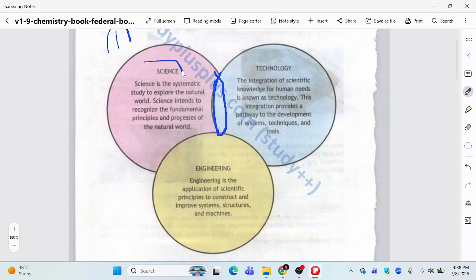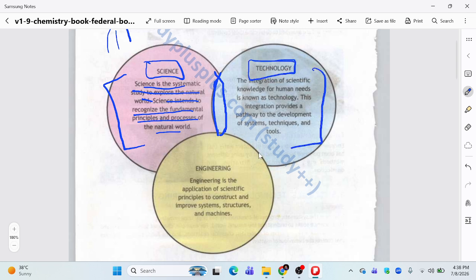Over here, if we study this, in simple words, science is a systematic study to explore the natural world. Science intends to recognize the fundamental principles and processes of the natural world. So this paragraph speaks about what science is. An easy way to learn it: science is the study of the natural world, to recognize its principles and processes. This is science. Now coming to technology.